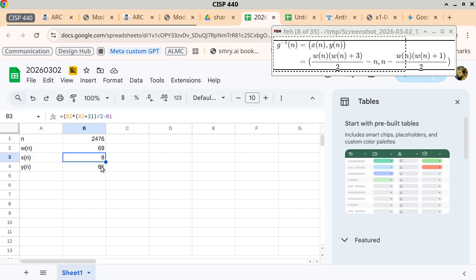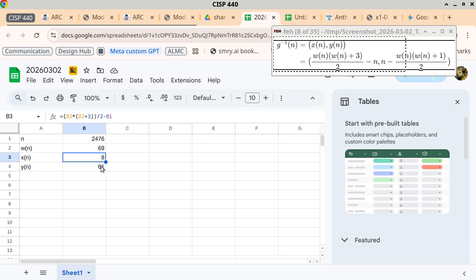Now the next question is, how is this helping me to find the answer? To answer that part, I'm going to use the whiteboard because it's a whole lot easier for this part. So what we know is G inverse applied to 2476 is a coordinate of 8, 61. Are we okay with that? Does everybody understand that once we apply the inverse function, it looks like this?